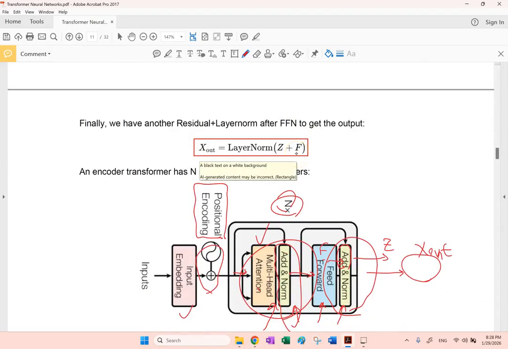And finally, as I said, you combine the F and Z, right? Where the Z is the output of the feedforward. F is the output of it.